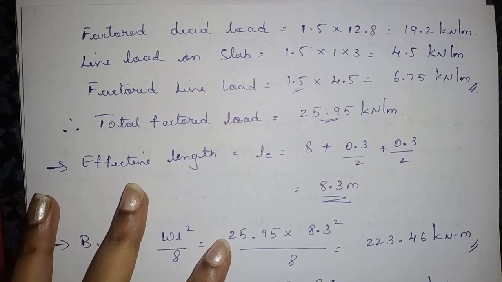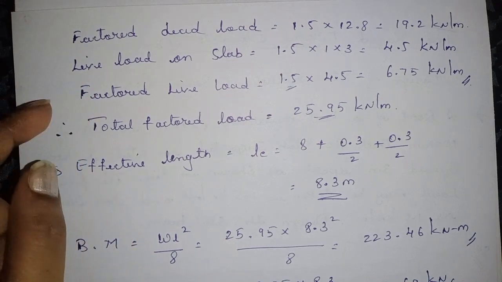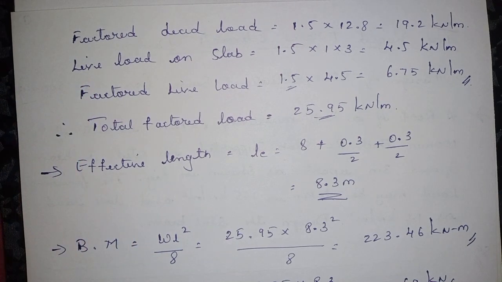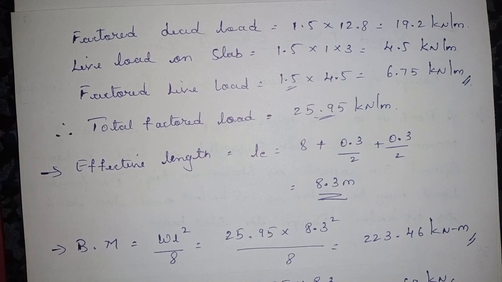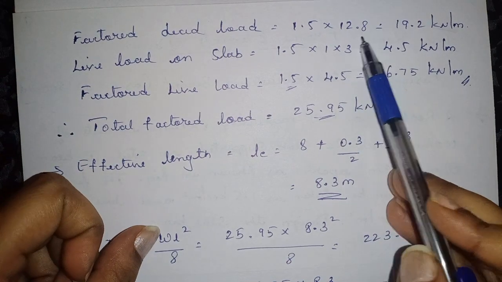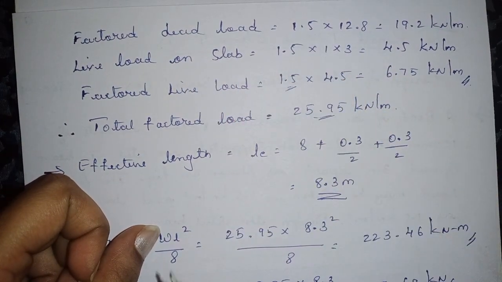Now we'll go to the calculation of factored loading. The factored dead load: the factor of safety is how much? 1.5. So 1.5 into 12.8, which we have got before. So we got the factored dead load, with 1.5 as the factor of safety.